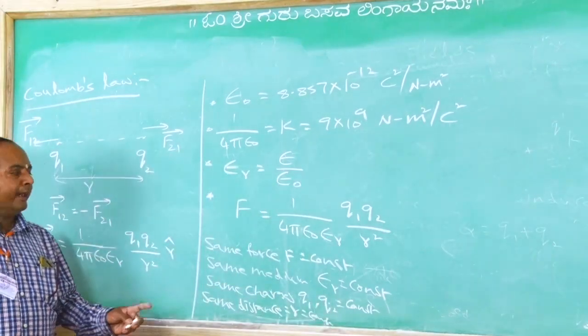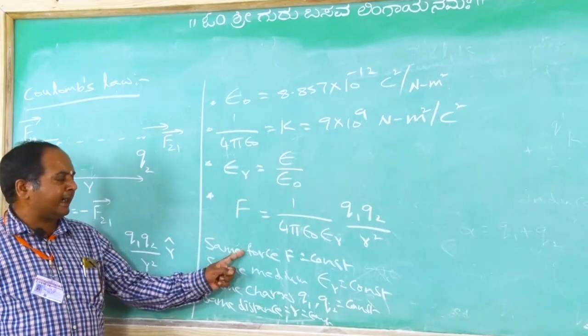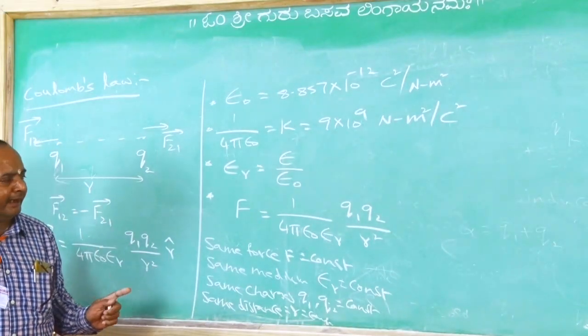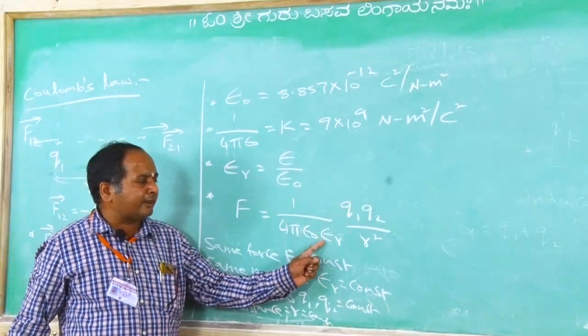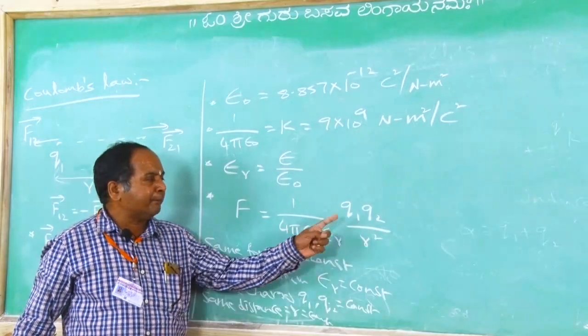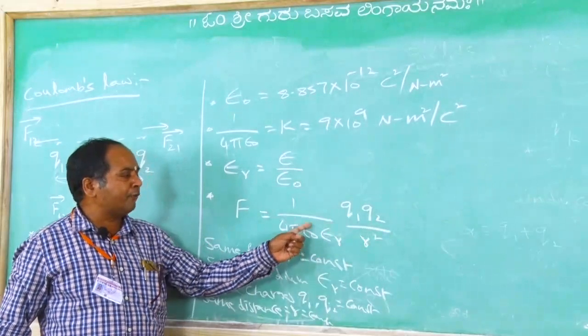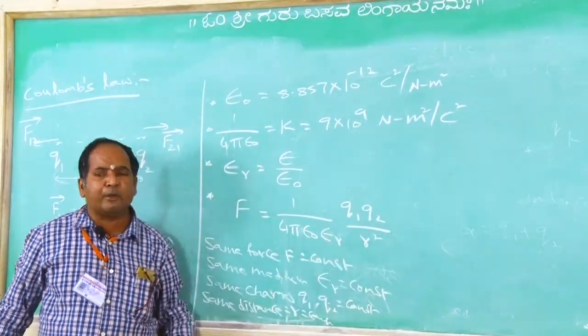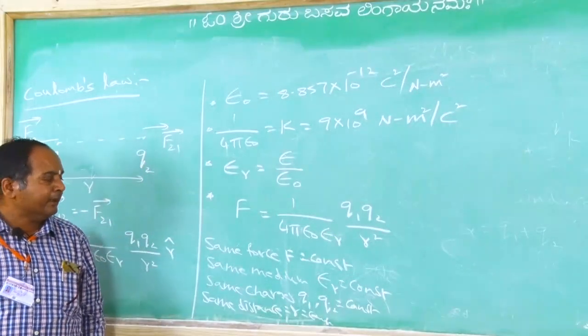That means, if the same force is acting between the same charges, then what is the relation between the dielectric constant and distance? Simply, Q1 Q2 constant, 4 pi epsilon constant, F constant. So epsilon R into R square is equal to constant.